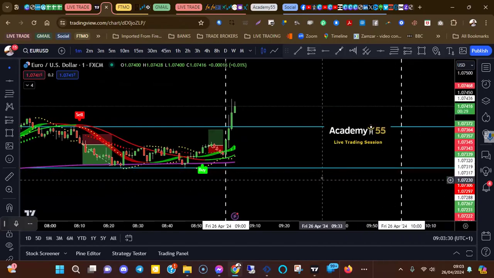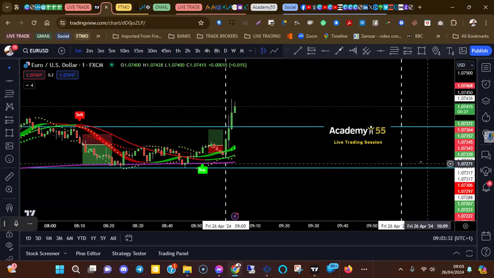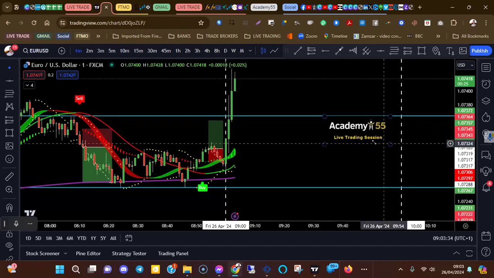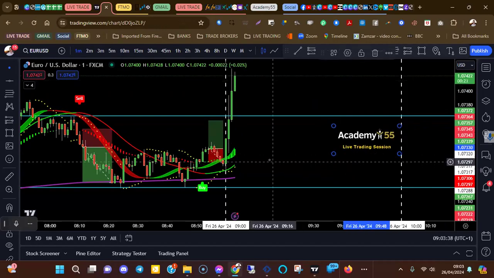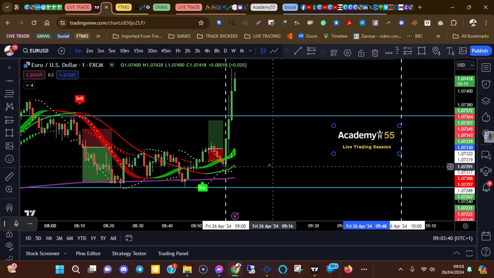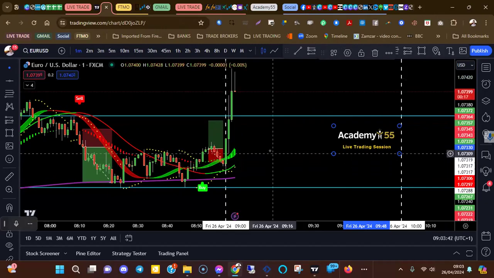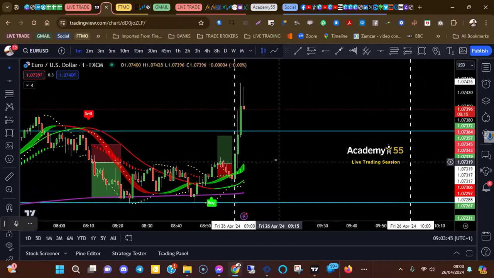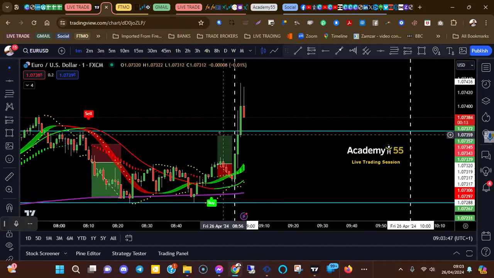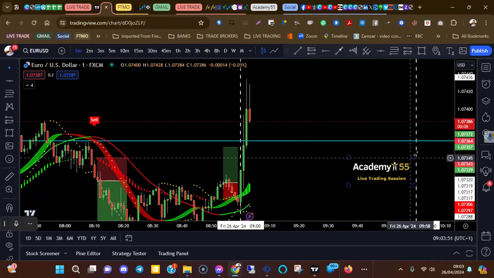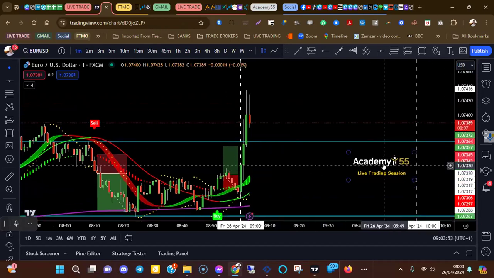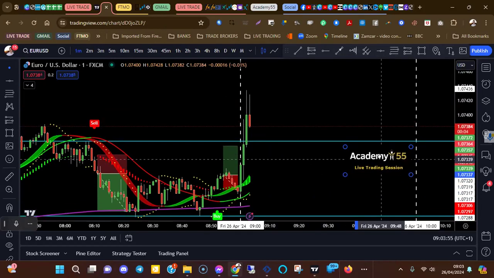But in hindsight, it's rather unfortunate that we were taken out by, in reality, less than a pip, because you would have got your 2-to-1, as you can see, quite easily. But it is what it is. Following the rules, always follow the rules.